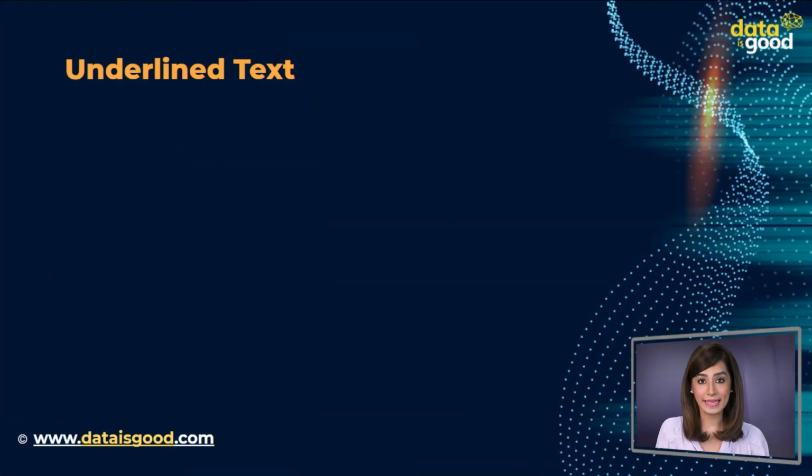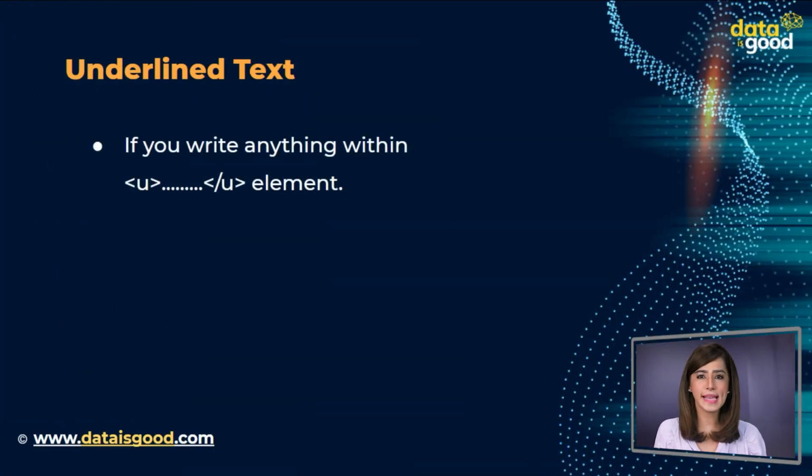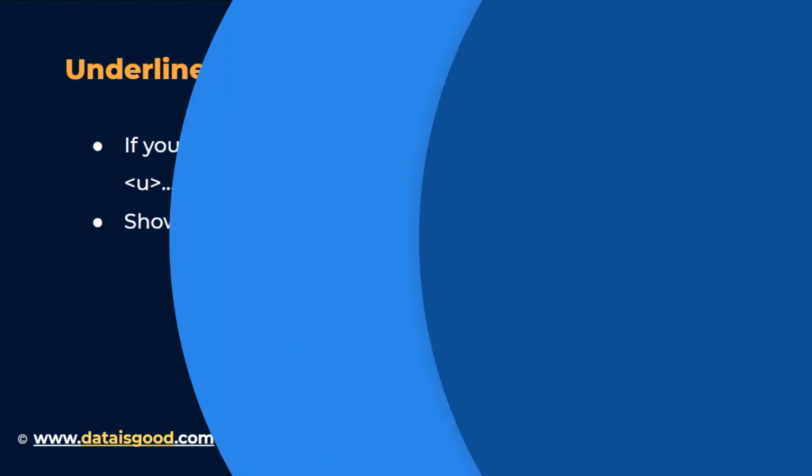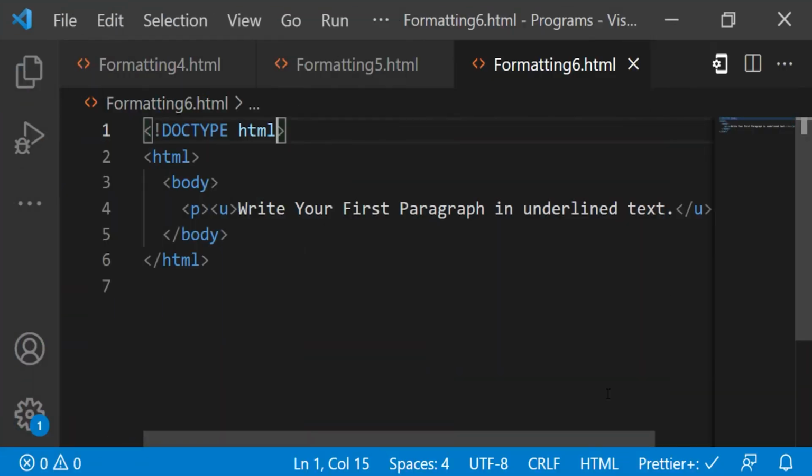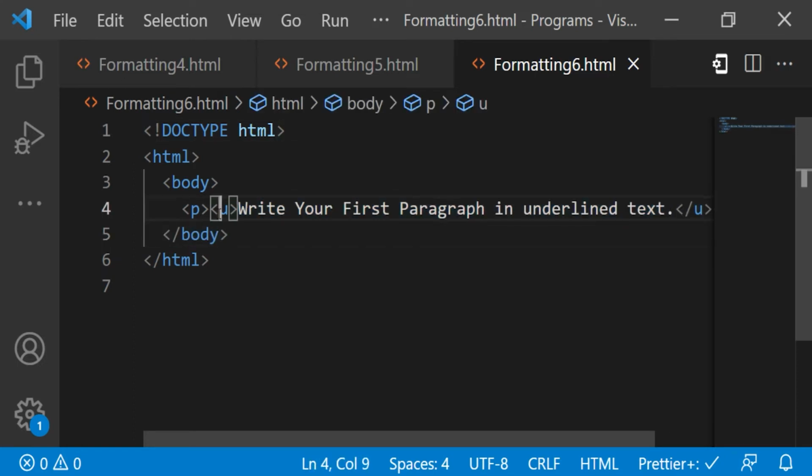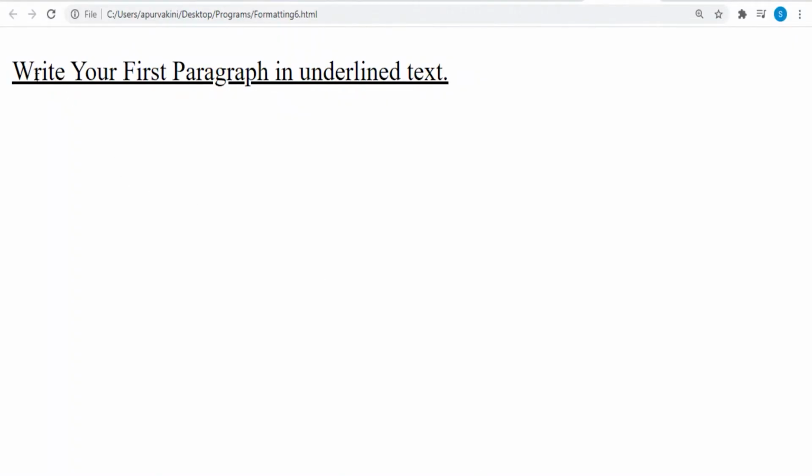Now, underlined text. If you write anything within the u element, it is shown in underlined text. Here's an example. In this example, we've written, write your first paragraph in underlined text in the u tags. Let's see the output. As you can see, write your first paragraph in underlined text has been underlined.